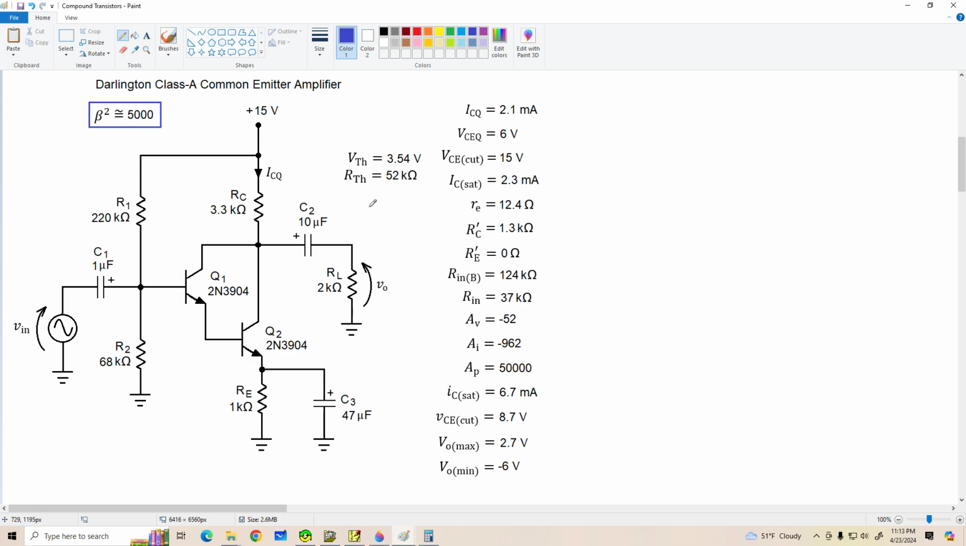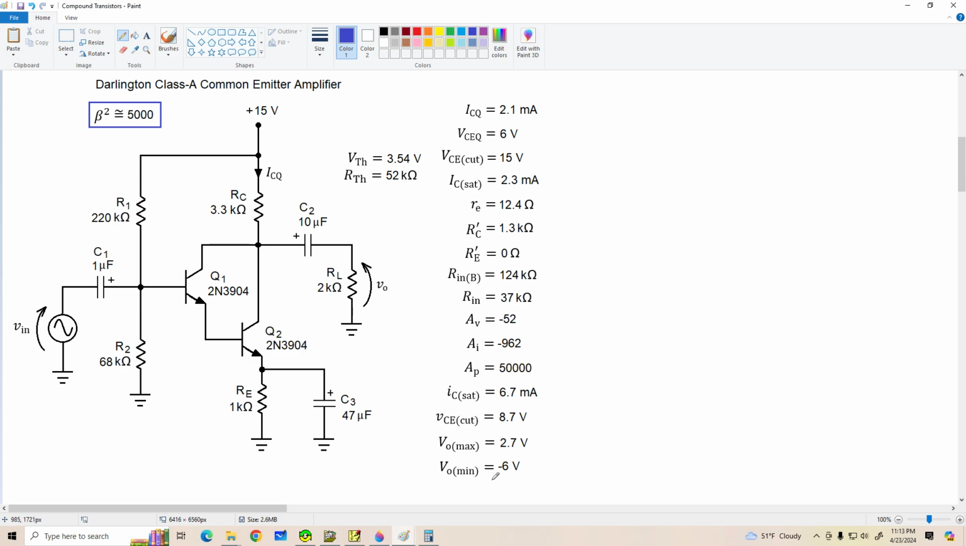Now when we factor that in with RTH, we get an overall input resistance of 37 k ohms, which is not bad. Our voltage gain works out to be negative 52, decent. Our current gain is negative 962, which is very good compared to other amplifiers we've seen. It's always going to be less than 5,000. And our power gain is 50,000. That's very good as well.